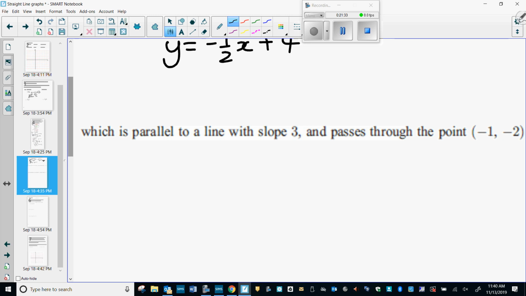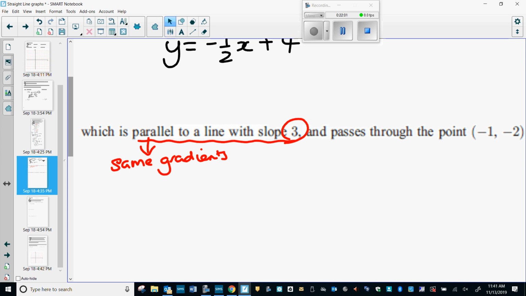But this time they've said that it's parallel to a line with a slope of 3. What do we know about parallel lines? What's the same? The gradient. So for parallel lines, they have the same gradients. And slope means gradient. So I know that our equation must also have a gradient of 3. So we've got y is equal to 3x plus c. We've been given a point it goes through.